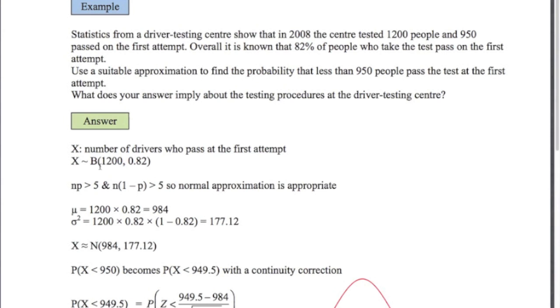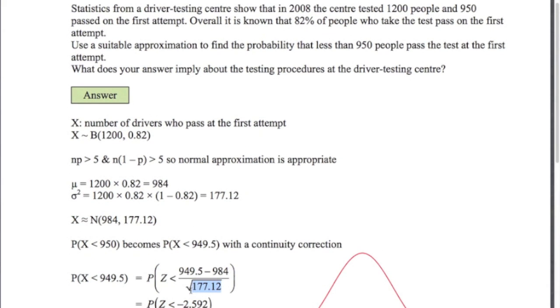We really don't want to be using the binomial formula hundreds and hundreds of times. So the mean is 984, the variance is 177.12. So X is approximately normal with those parameters. Remember, this here is the variance, not the standard deviation. When you go to use the formula, you need the square root of that in there. Okay, that's important.